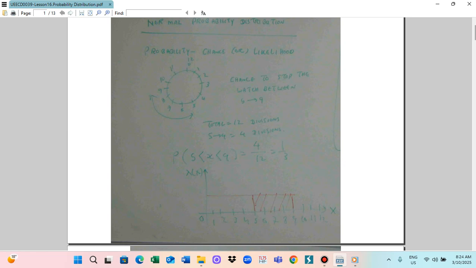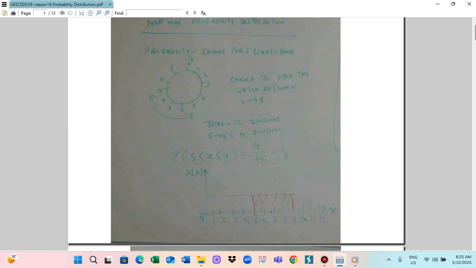So the probability will be 4 divided by 12. This is the probability that it happens between 5 to 9, equal to 4 by 12, which is 1 third. The whole clock is moving, and between 5 to 9 you want to stop the clock. In this case the probability is 1 third. So this is the 1/3 chance that you can stop the watch between 5 to 9.